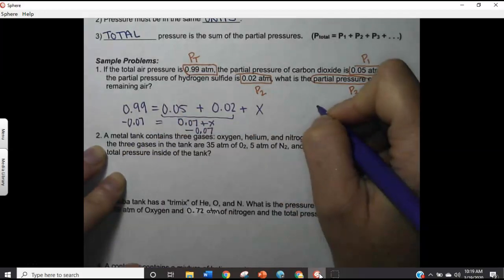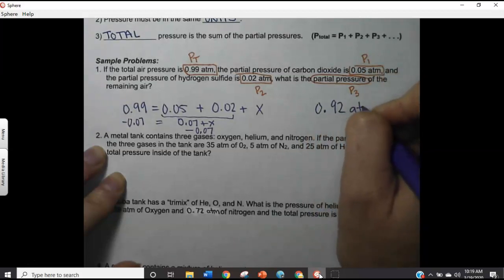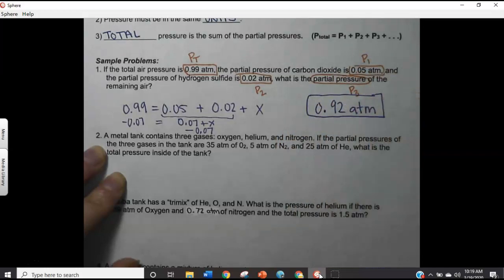Okay, that gives us 0.92 atm. The remaining air accounts for most of the rest of the pressure.